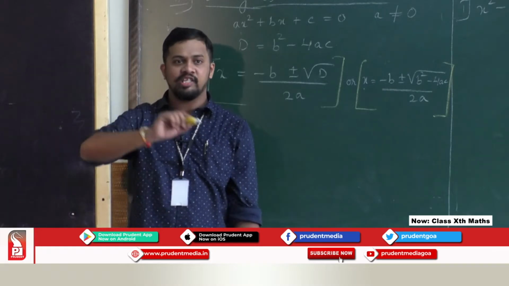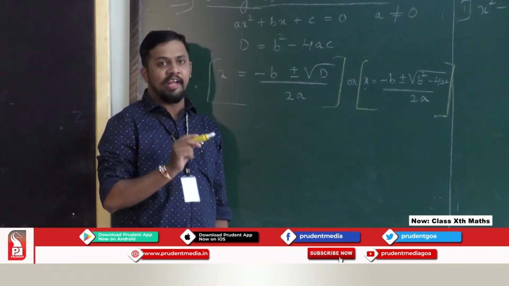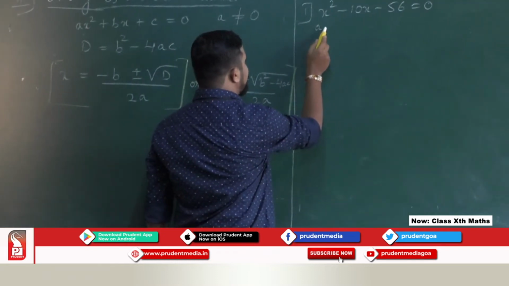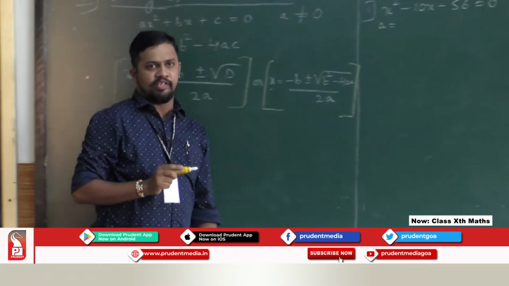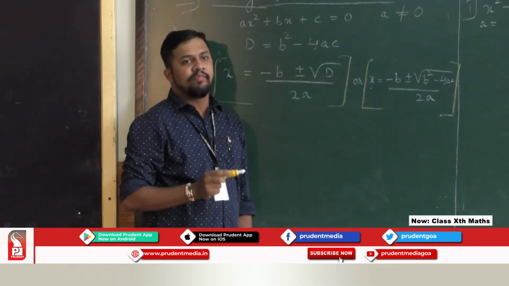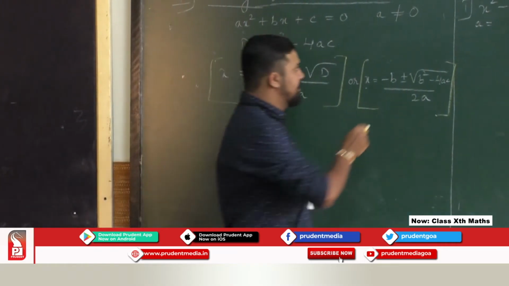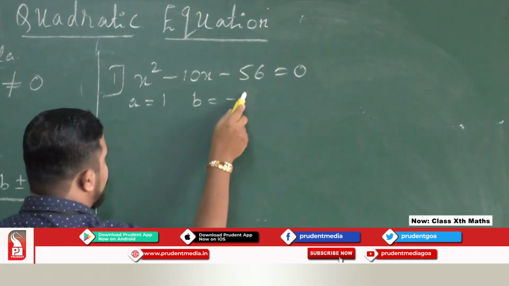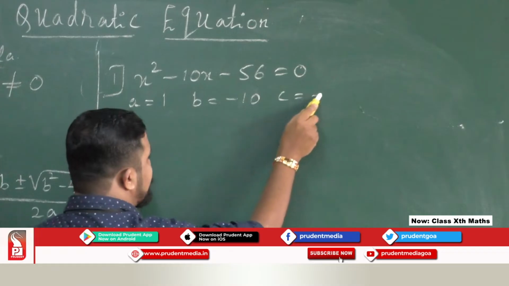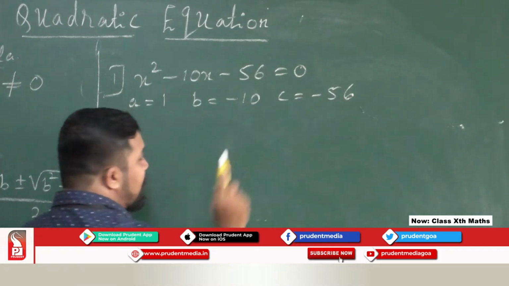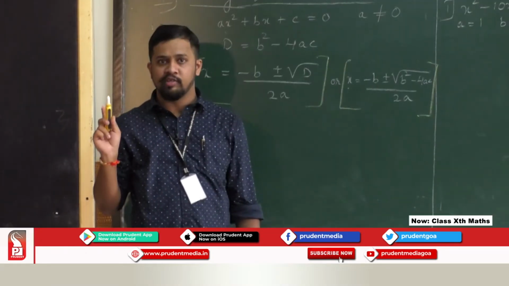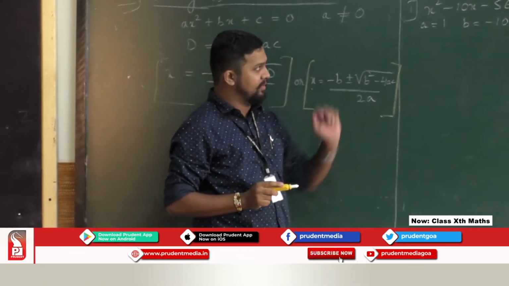If you see the last class, we have identified what a is, what b is and what c is. Just a recap here: when there is no coefficient at x square, it is 1. It doesn't say 0, it is 1. So a is 1, b is minus 10, c is minus 56. Signs are very important. You cannot just take the numbers. Even in factorization, we multiply the terms with their respective signs. So signs are very important.